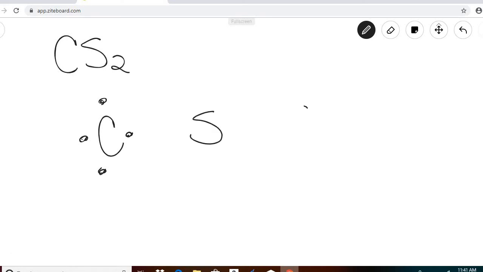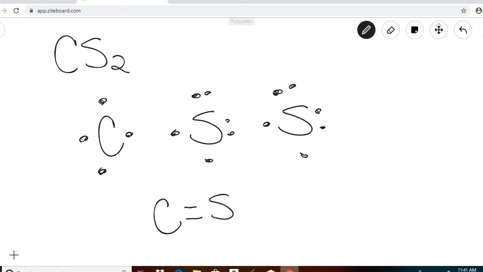Okay, next is CS2. Okay, so we have a carbon. Some of these we've already done, and we just didn't name them. Okay, so then we have 2 sulfurs, each of which is going to have 6 valence electrons. So we've already done this one, but we'll do it again. Okay, so for this one, we will need double bonds between the carbon and the sulfur.